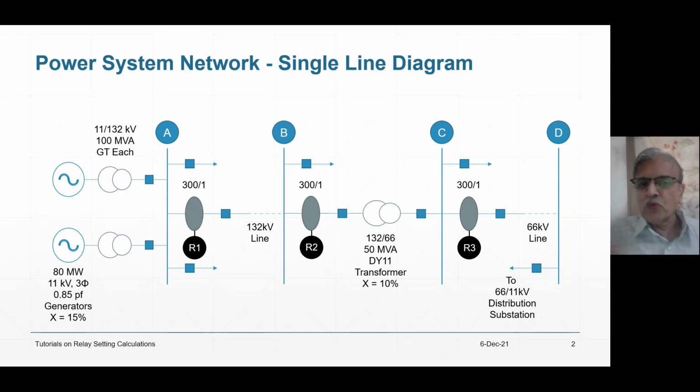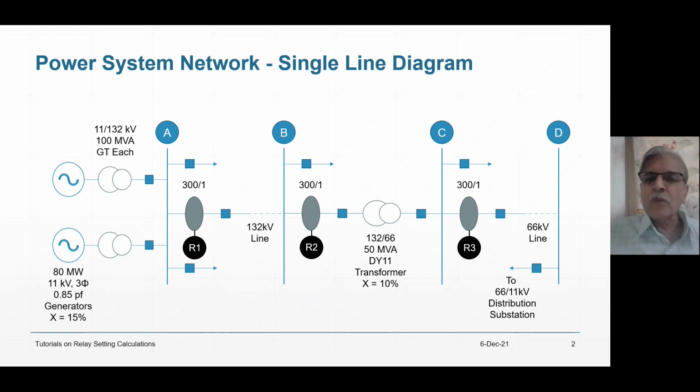Another disadvantage, if you so want to say, is that R2 cannot back up R3 if there is a line to ground fault beyond R3. If R3 fails, R2 will not give backup. Yes, but in a 132 by 66 kV transformer, the 66 kV side is star connected, and in that star point, if you have got a neutral CT, then in that neutral CT you can have an earth fault relay which will back up R3. So it's not that backup is completely absent, but R2 will not give backup.